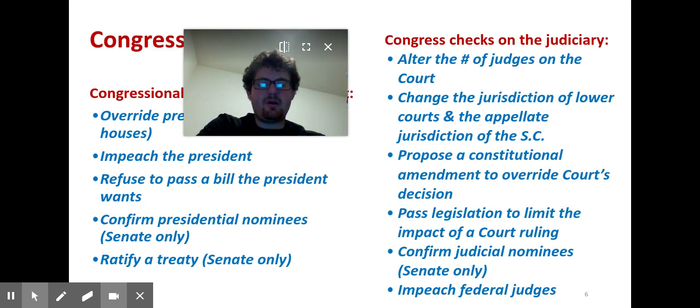So we talked about the president appointing, and then the Senate can confirm nominees. And the Congress also has the ability to impeach federal justices if they are found guilty of crimes, just like you can impeach a president. To my knowledge, that's never been done. Don't quote me on that, but I'm pretty confident that we've never had an occurrence of that up to this point.